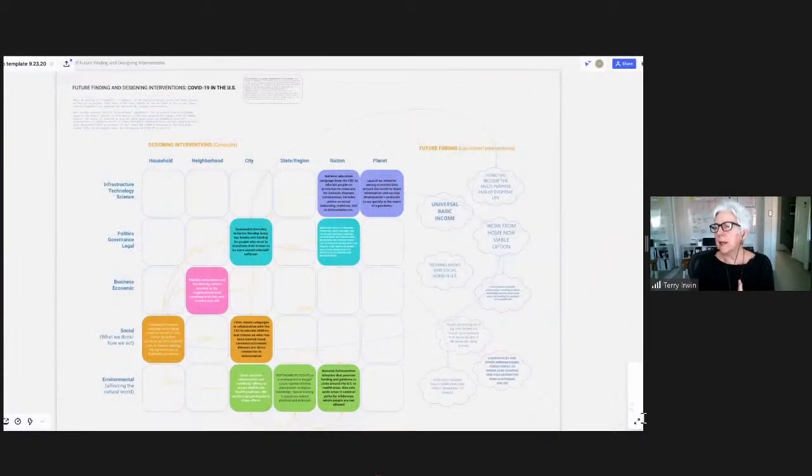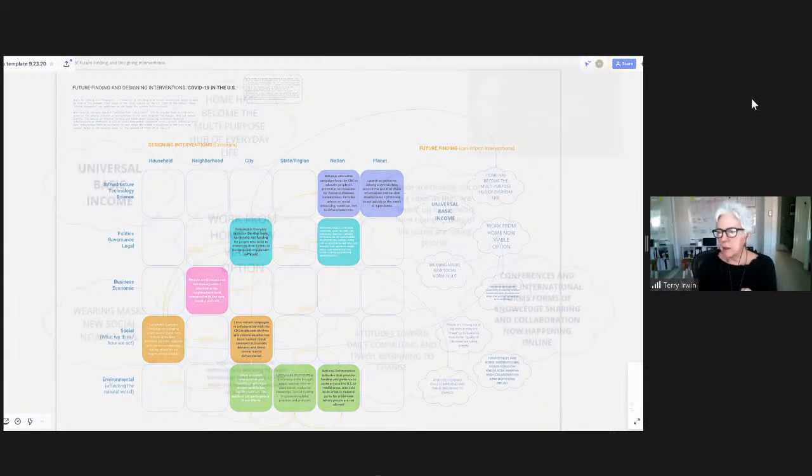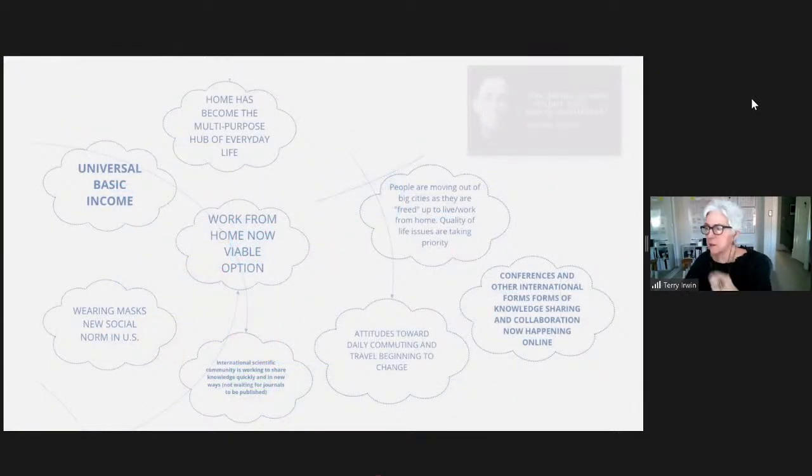This final template has the two parts we mentioned before, future finding and designing interventions. Future finding is a step based upon Gibson's argument that the future's here. So we look around for fragments that relate to our long-term vision and milestones, both for inspiration and the seeds of what can become systems interventions. For COVID-19, ideas such as universal basic income, the new ways in which we're inhabiting our homes, and new practices such as wearing masks may all be part of what the future holds in store.